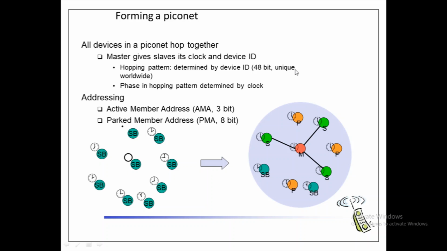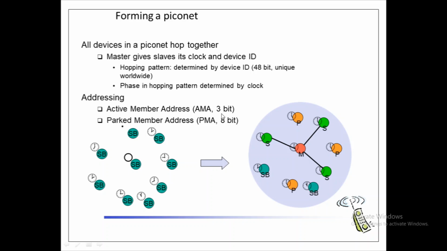Now after adjusting the internal clock according to the master device, a device may participate in the piconet, right? And all active devices are assigned a 3-bit active member address, right? So addressing is done here. The active member address is 3-bit, and all parked devices use an 8-bit parked member address, right? So devices in standby do not need the address, right?